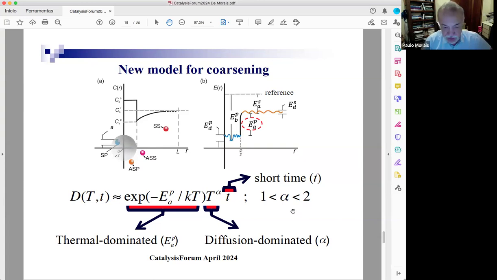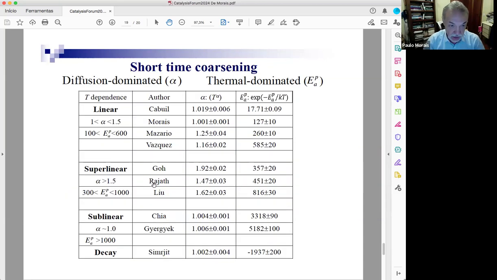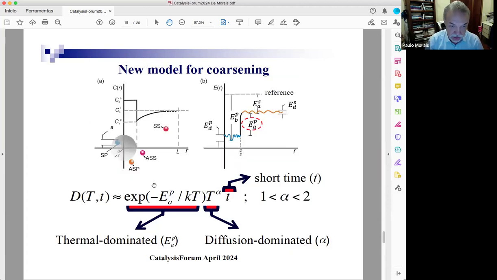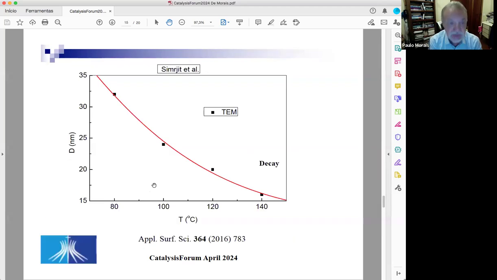Okay, so all the curves I showed you before, let me get back there, all these solid red lines, they are fitted according to this proposed expression for the coarsening. So, the temperature dependence of coarsening. Okay, here is a table that I can use to summarize and make some comments about all the fittings.